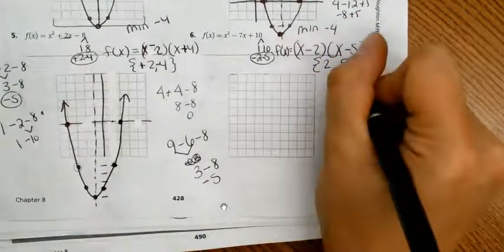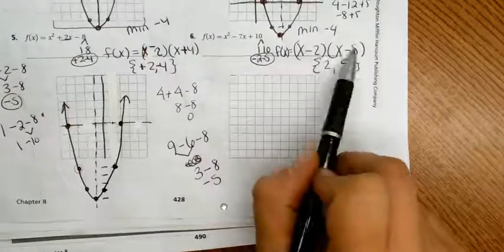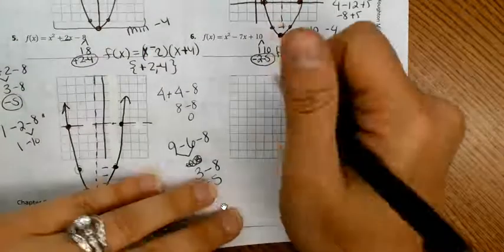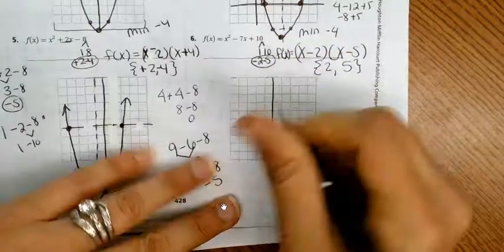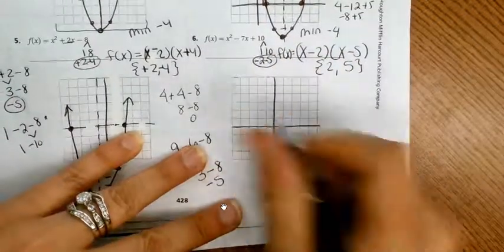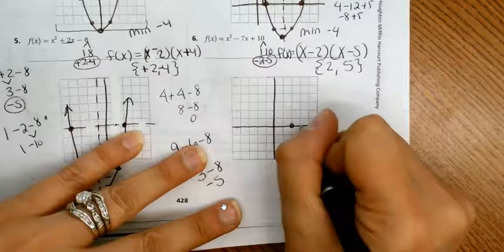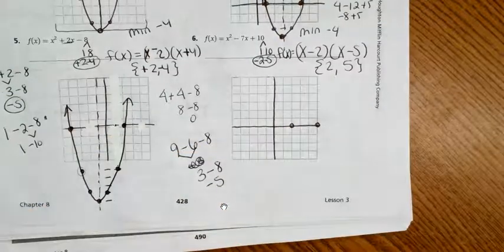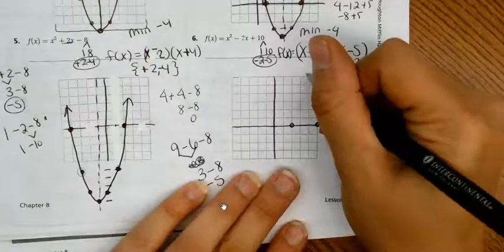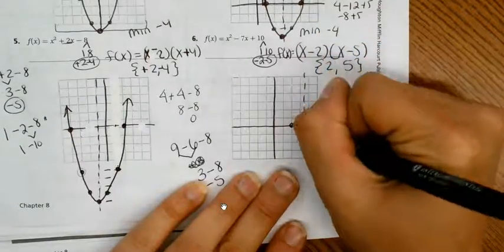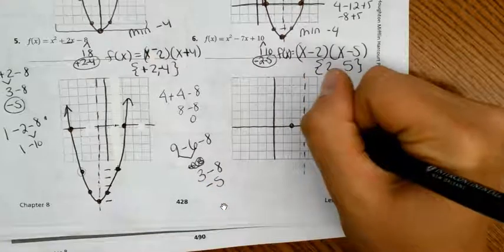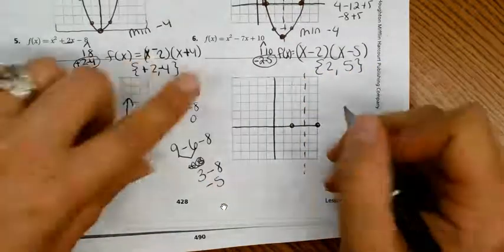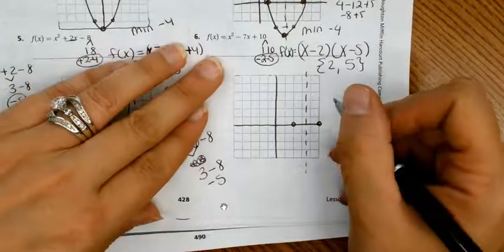Let's double check. X squared minus 5x minus 2x is minus 7x plus 10. All right, good. This time we're looking better. We have 2 and 3, 4, 5. All right, so smack dab in the middle is going to be at 3.5. X equals 3.5. Our axis of symmetry is x equals 3.5.